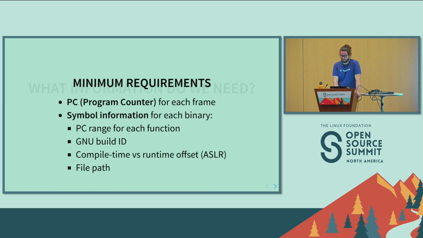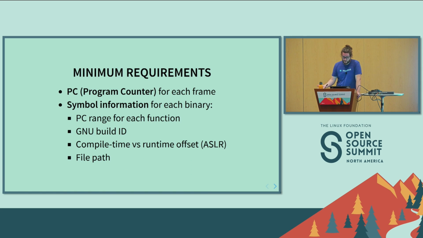So what's the information we need? Like I said before, we need the program counter for each frame. And then we need a lot of that info that was contained in the DT debug section, or DT debug struct, that we talked about before. We need the PC range for each function. So we need to be able to find if the function is inside of a dynamic lib. We need the build ID for not only the main binary, but all of the other linked libs. And we need those compile time and runtime offsets, like we talked about before, to account for ASLR. And we need the file path as well, because you might be doing it with the build ID, but you might be loading this locally, so you might want to be able to just use the file path to find everything.